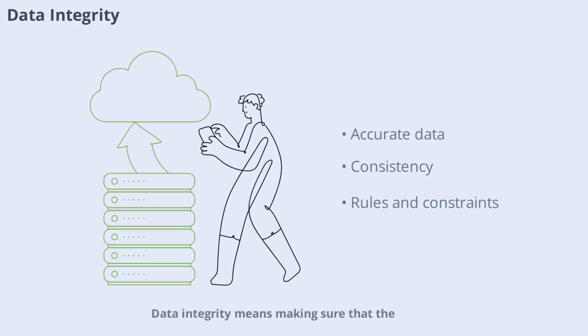Data integrity means making sure that the information in a database is accurate and consistent. This is achieved through rules and constraints, such as requiring unique IDs for each record or preventing invalid data entries. Maintaining data integrity is essential for making reliable decisions based on the data stored in a database.